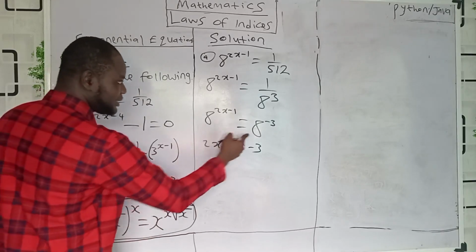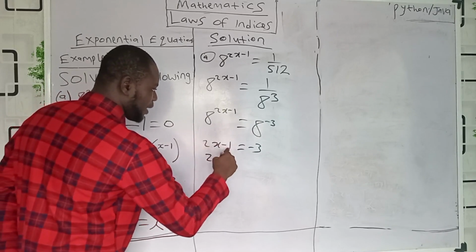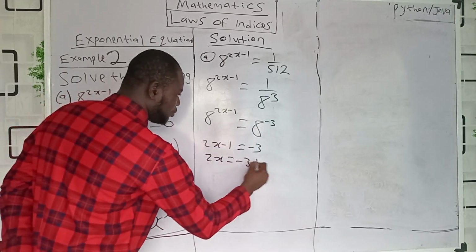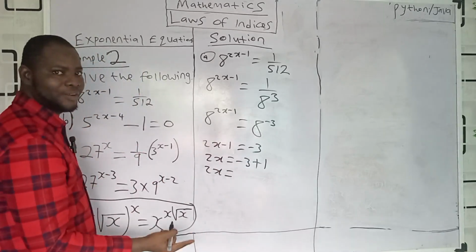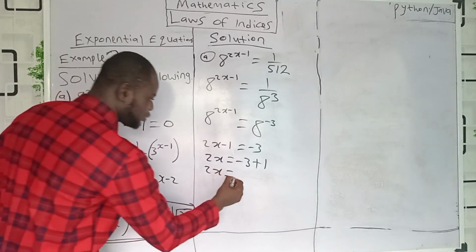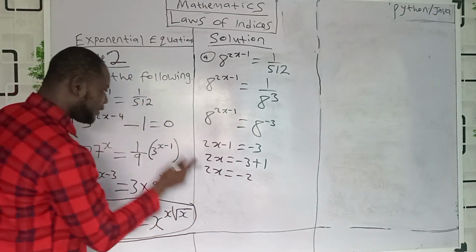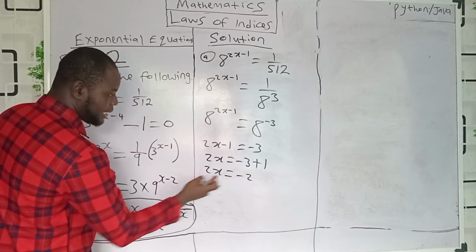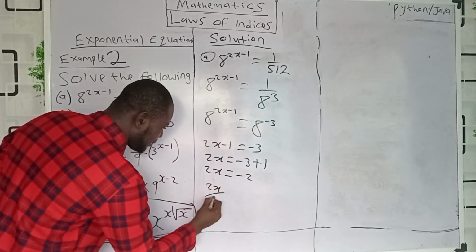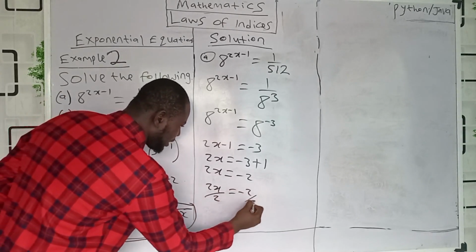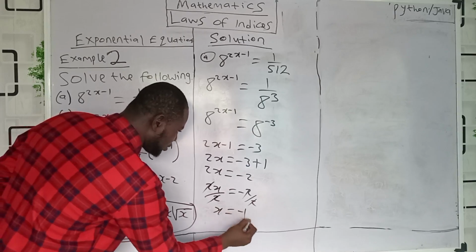Then from here, the bases are equal, then the powers are equal. So 2x, transfer minus 1 to this side, it will become plus 1. So 2x will become minus 3 plus 1, everybody. Good. That's minus 2. Divide both sides by 2 because we want to get the value of x. So divide both sides by the coefficient of x, which is 2. We now have 2x divided by 2 equal to minus 2 divided by 2. 2 will cancel 2, 2 will cancel 2. x will now become minus 1.